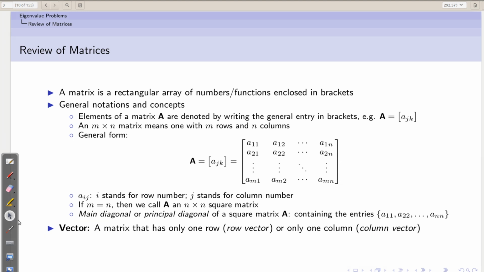So essentially, even though we call it a vector, it's actually nothing but a matrix itself. These are represented as A_j. So here we don't really require both the indices.